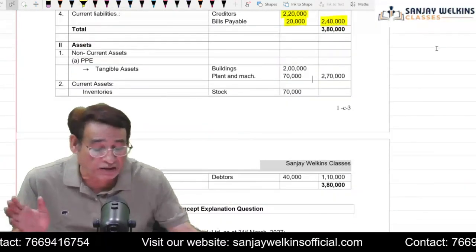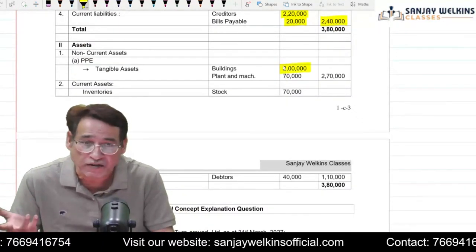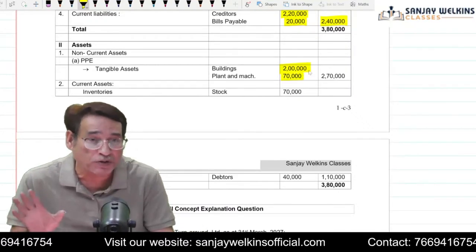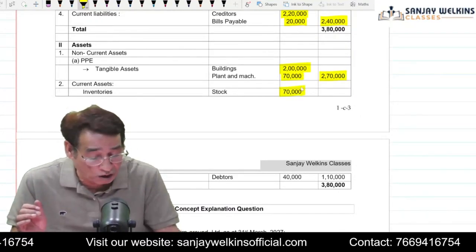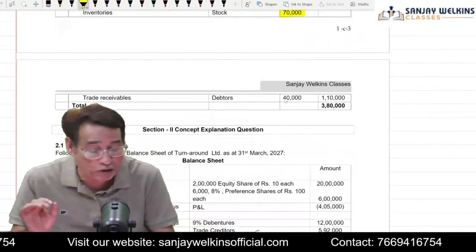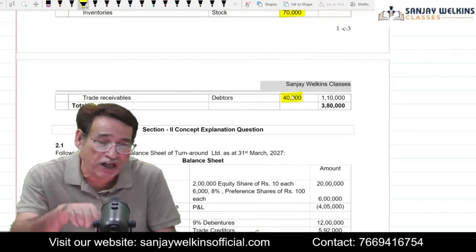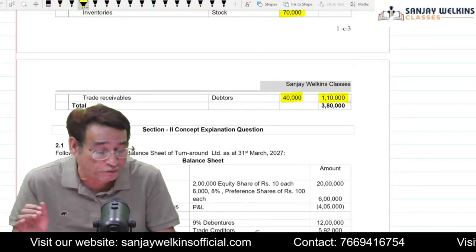As far as the asset side is concerned, building will remain at the same value, but plant and machinery is now reduced to 70,000. Correct? Stock will come at 70,000 because it has come down by 10,000, and debtors were 55. We have created a provision of 15. So that is why now 41,10.